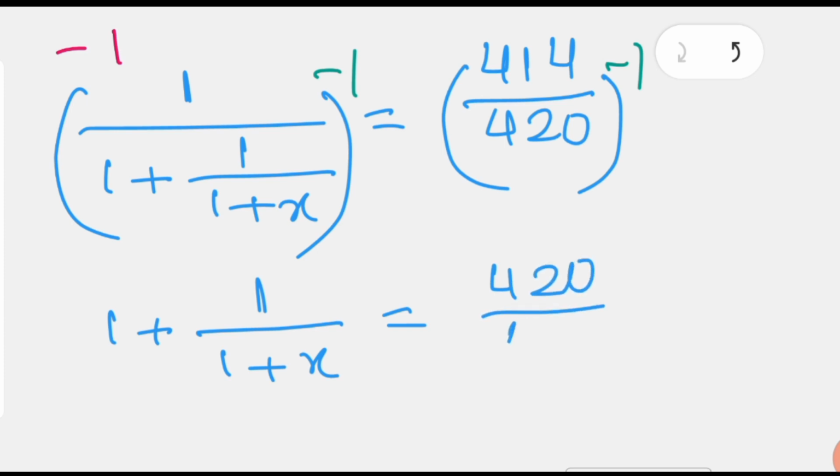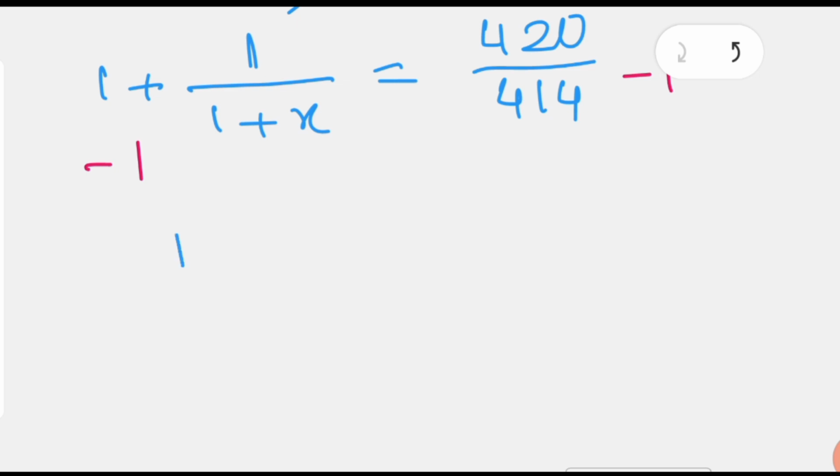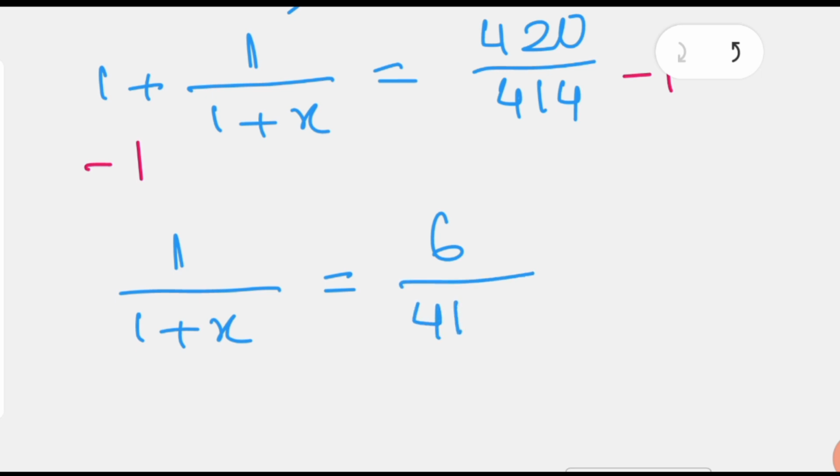Now again subtracting 1 from both sides, we have a new equation of the form 1 over 1 plus x. Still there is a fraction in this equation, and subtracting 1 from the right side, that becomes 420 minus 414 over 414.